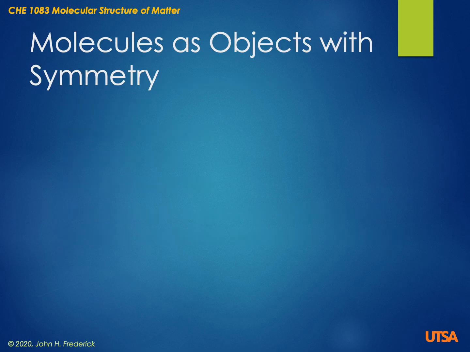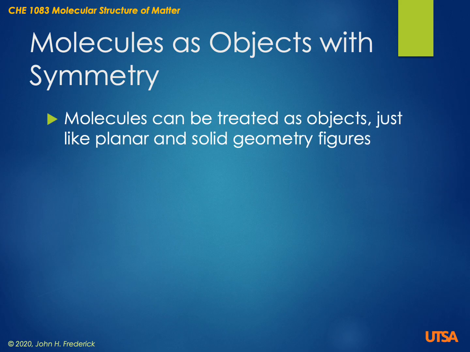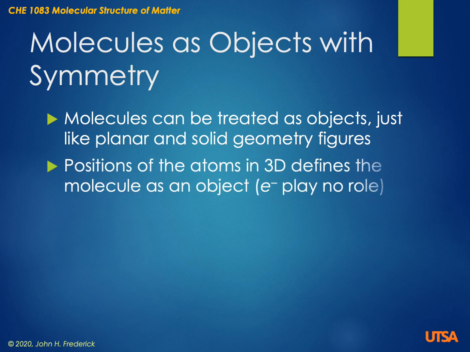So, molecules as objects with symmetry. How do we do this? Molecules are kind of small. How can you tell? Well, we're going to treat molecules just as though they were solid geometric figures. So we're going to try to take each molecule and think of what is the solid geometric figure that captures the essence of the molecular shape and the distribution of the atoms.